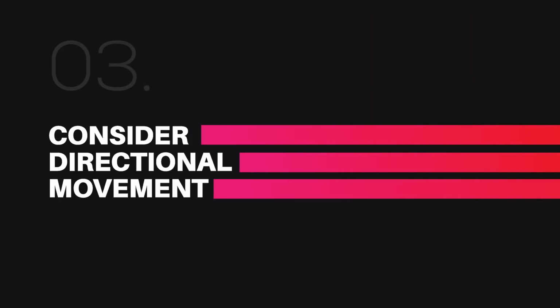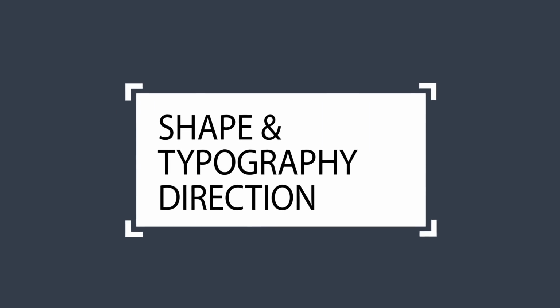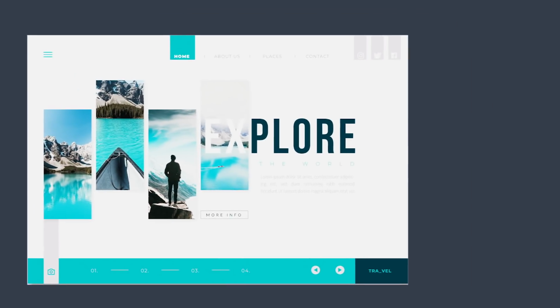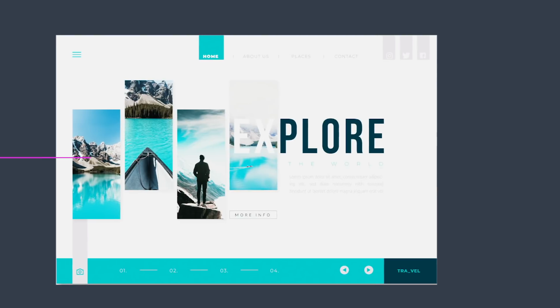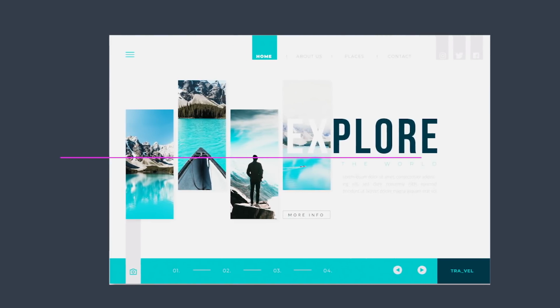Good, efficient designers understand that leading the viewer's eye is very important on designs. And so the third point in today's video is where we combine shape direction with typography direction. Often, shapes lead to typography. In the first example, you can see the pink line of edge shows how the blocky rectangles progress from the left to the right, and the main typography is following this trend as well.